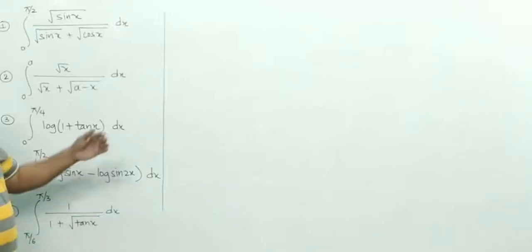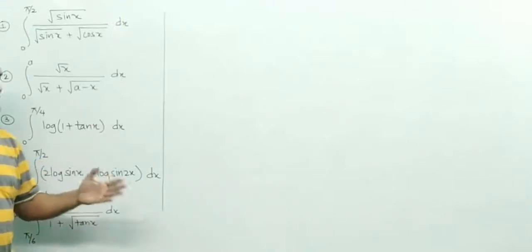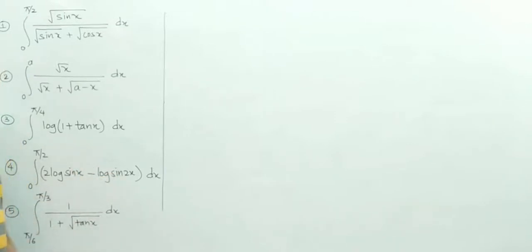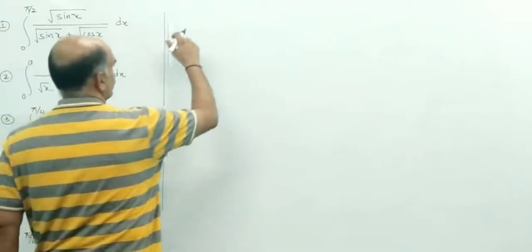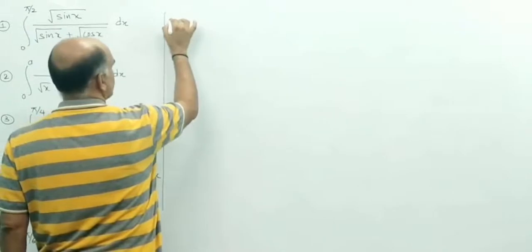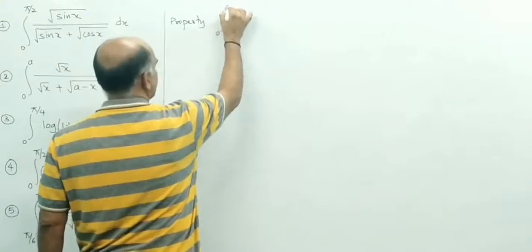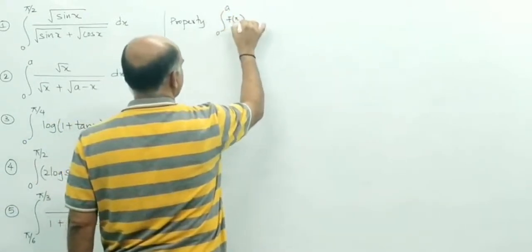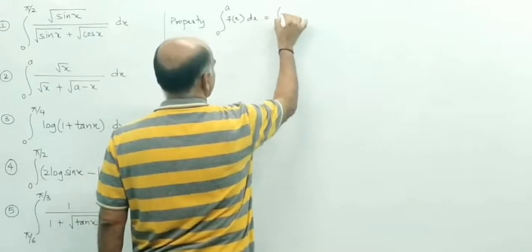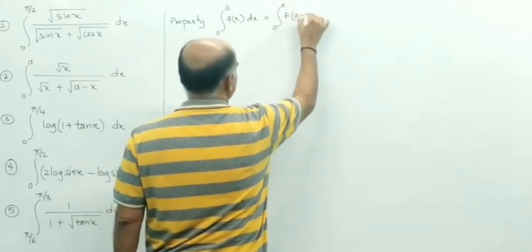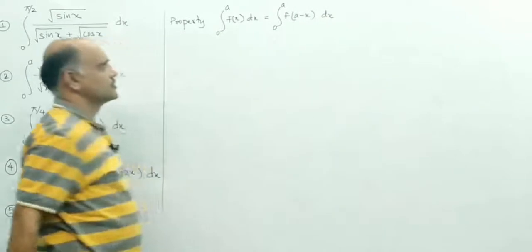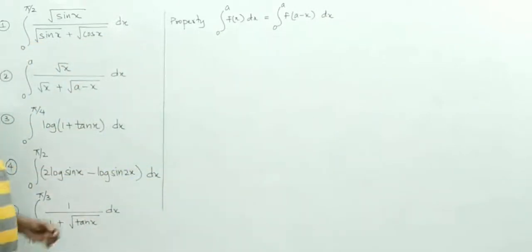So in this video we will see problems on all the properties which you have studied in previous session. So I have written here 5 problems. If I take first one, it is based on the fifth property, that is integral 0 to a f of x dx is equal to integral 0 to a f of a minus x dx. So this property we have proved in previous session.